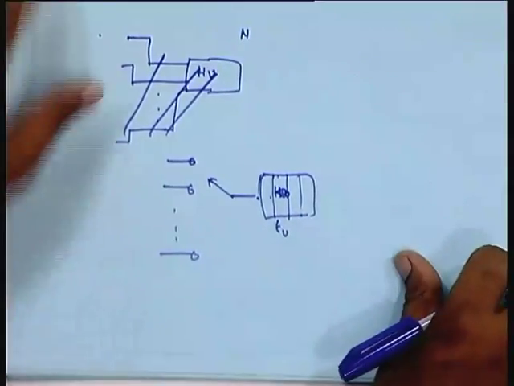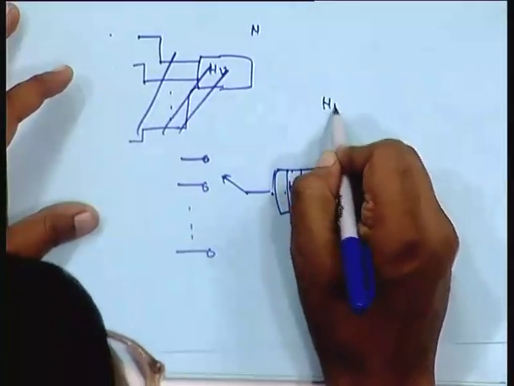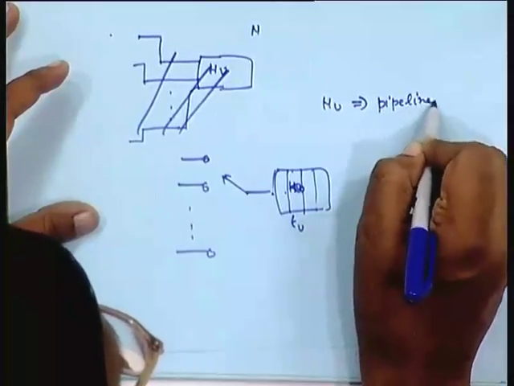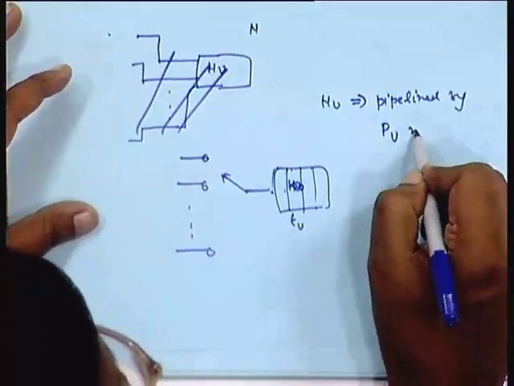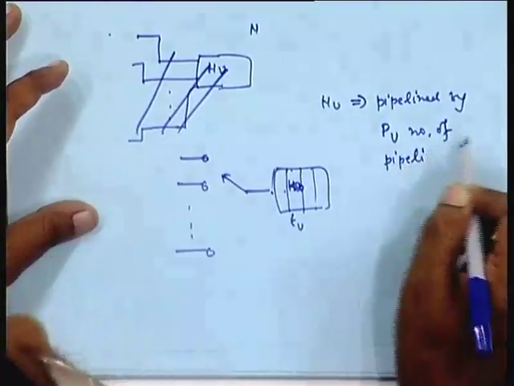In my model, I assume that HU is pipelined by PU number of pipeline latches. Latches means delays.